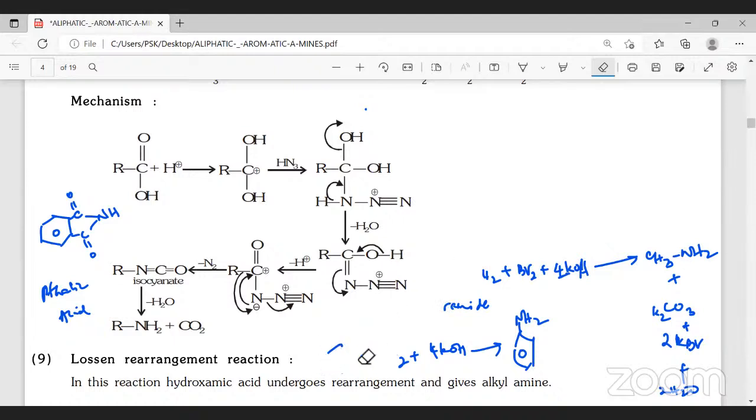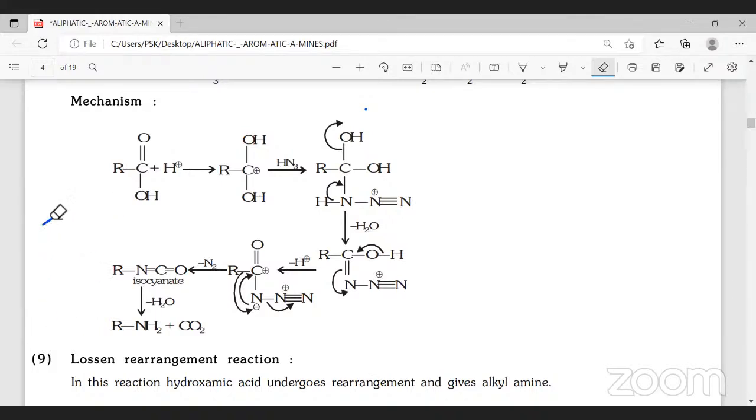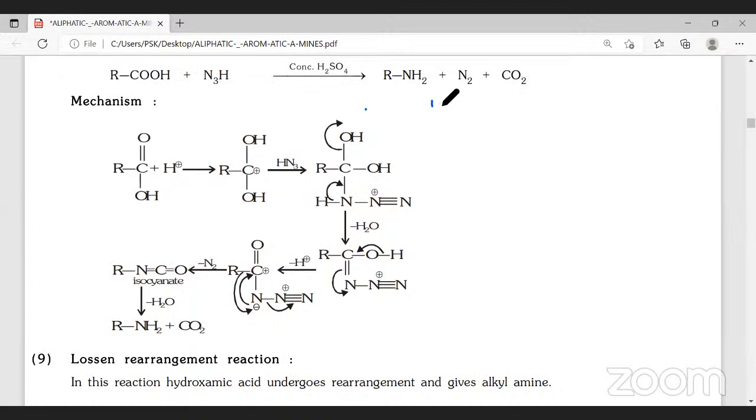See, Gabriel phthalimide method and Hoffmann's bromamide method give more importance, as well as reduction. I told you, nitroalkanes or nitro compounds can be reduced to form primary amines. Those 3 reactions so far what you have learned, you can expect 1 question. Now, coming to chemical properties, the first property is the basic character.